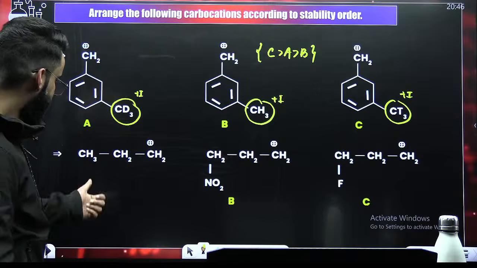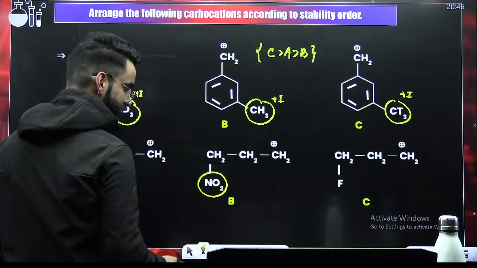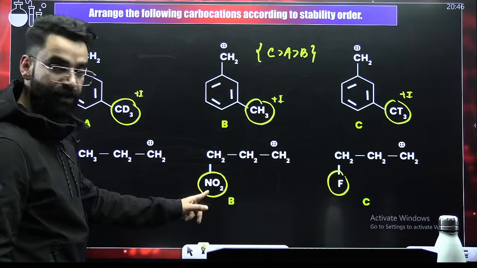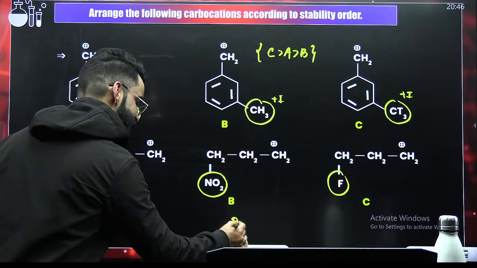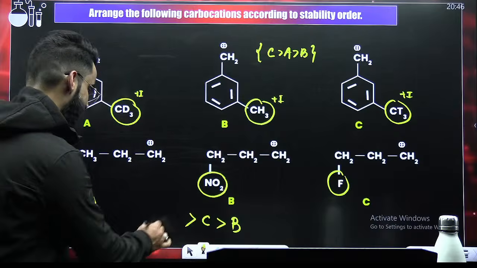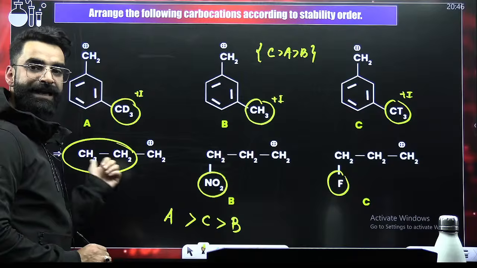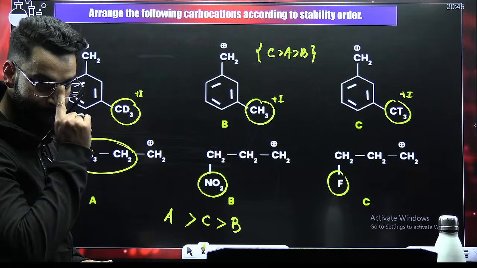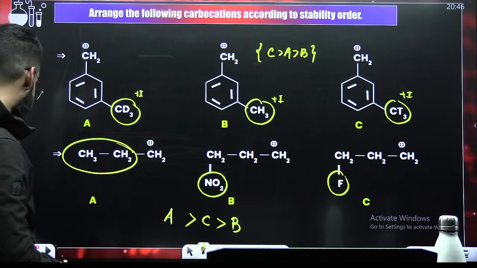See guys, carbon carrying positive. Nitro, withdrawing. Chlorine, withdrawing. Which one is more withdrawing? This nitro. Electron withdrawing groups destabilize the carbocation. So B is the least stable. Then comes your C. The most stable is going to be A, because you have got this particular group attached, which is alkyl group. Alkyl group shows plus I. I believe I'm clear.